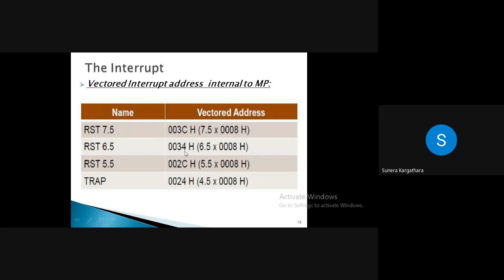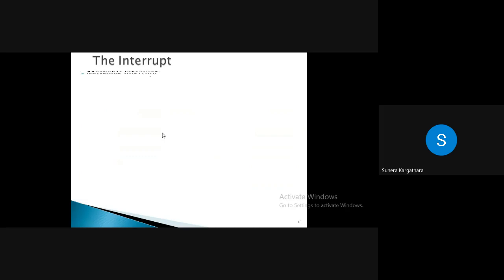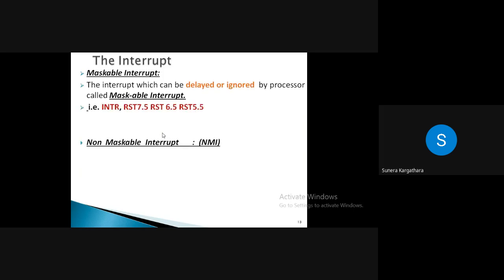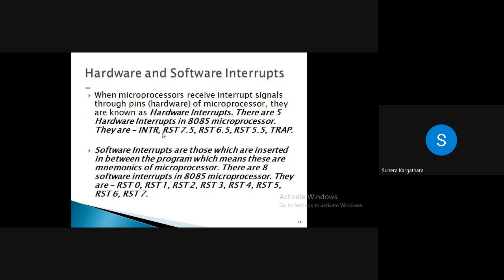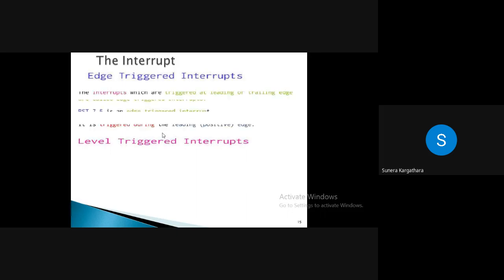Yes. You have two possibilities for the vector address: either memorize it, or go by logic, because we are dealing with an 8-bit processor. Whatever your interrupt number, such as 7.5, you multiply it by 0008 to give the equivalent vector address, right? That way you can also check the vector address. We had already discussed maskable and non-maskable interrupts. I think that is clear. Edge-triggered and level-triggered interrupts we also discussed.